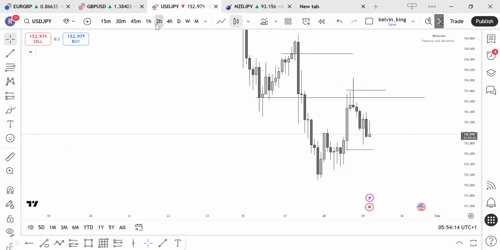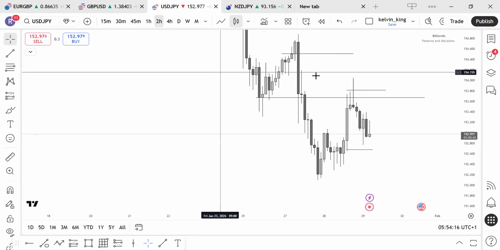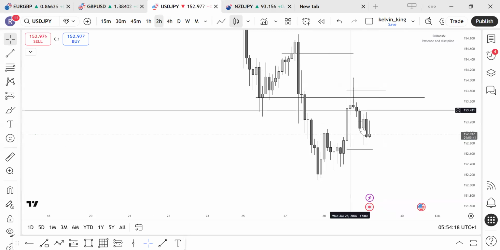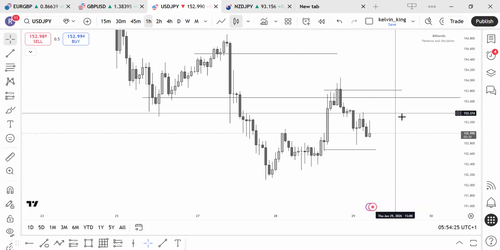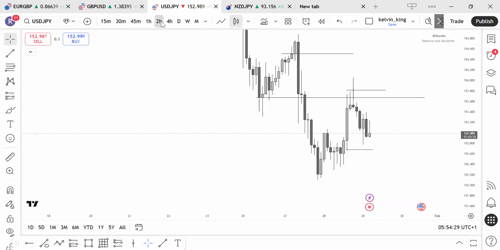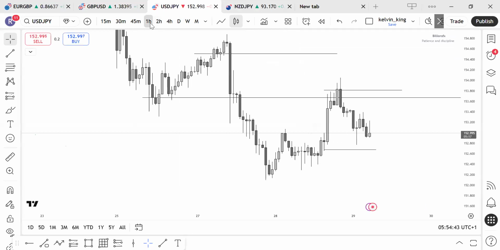Now I could not find any entry yesterday. But if you look now, remember, from 4 hours we are supposed to see entries on 2 hours, if we use the 4 hours most recent breakout. So if you notice on 2 hours, there was nothing here. But I just want to show you where price reacted from.